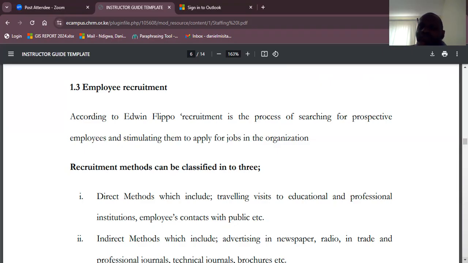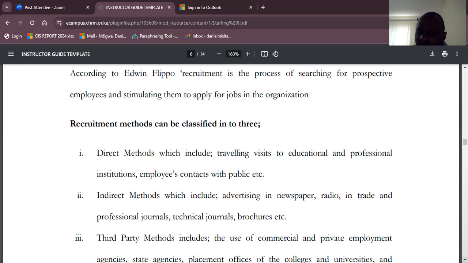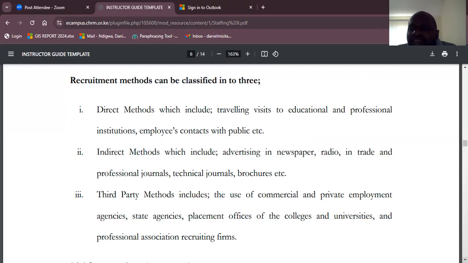So what are some of the methods of recruitment? One of the methods of recruitment is called the direct method. A direct method is a method where the organizations would go directly to the educational institutions or professional institutions and try to contact the administration of those schools or the human resource in those institutions so that they can identify students who have talent. And once they identify those students, they will poach them into working for the organization.